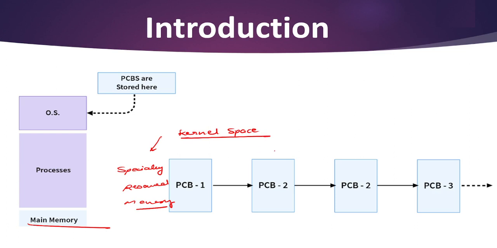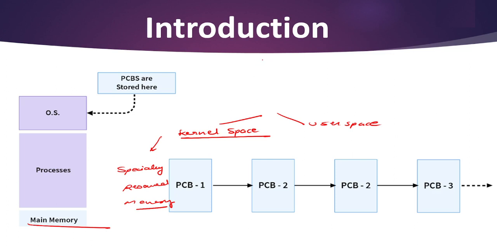We can also say random access memory, that is RAM, can be logically divided into two regions. The first region is kernel space and the other region is user space. And here in operating system PCB, kernel space is the specially reserved memory for a process. One more important statement related to PCB is that it is unique for every process, which consists of various attributes. It is unique for every process.